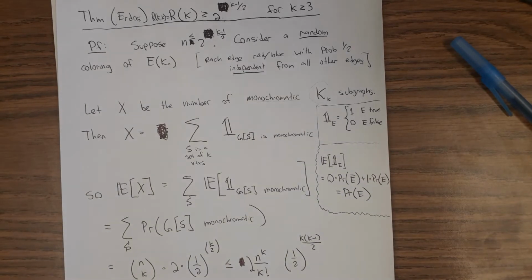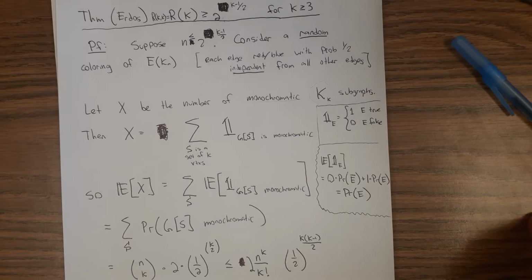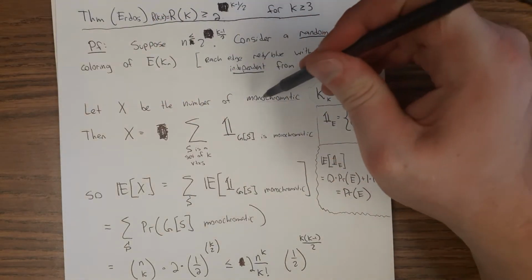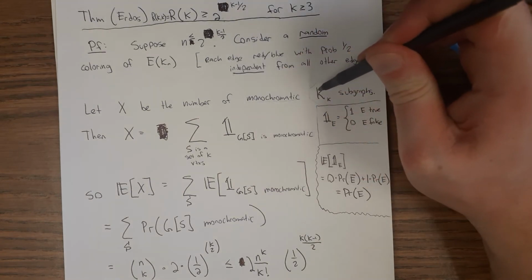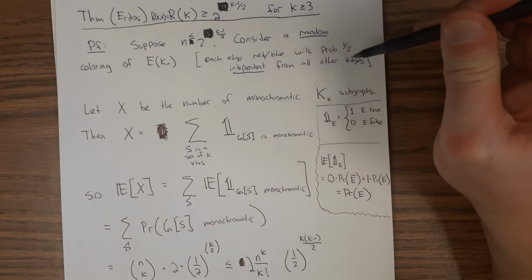So we have our probability space. Our probability space is all possible colorings, all possible red and blue colorings, and they're all equally likely because of the way we're doing it. We're coloring every edge with red or blue with probability 1/2 independently, so any coloring is equally likely. And x is the number of monochromatic K_k's.